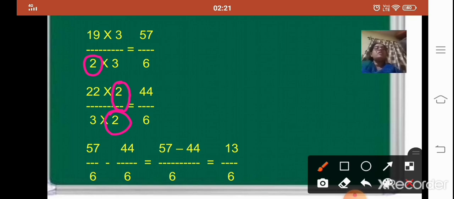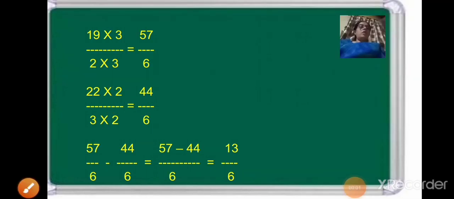Now can you see, children, both the denominators are same here, 6 and 6. Now you can subtract. So 57 upon 6 minus 44 upon 6. So 57 minus 44 is 13 upon 6. So that is your answer, that is 13 upon 6. You have reduced it to your lowest term. Okay, so you have learned how to solve the fractions and reduce to the lowest term.